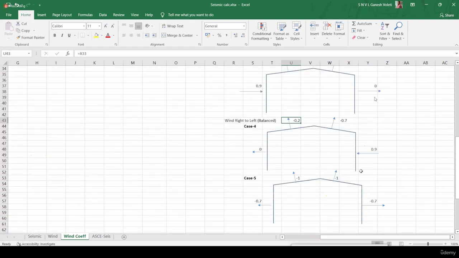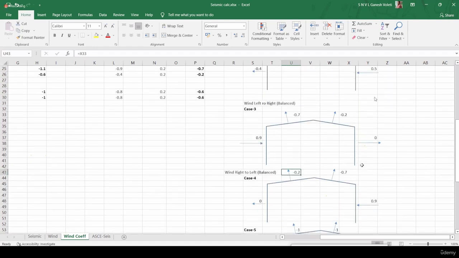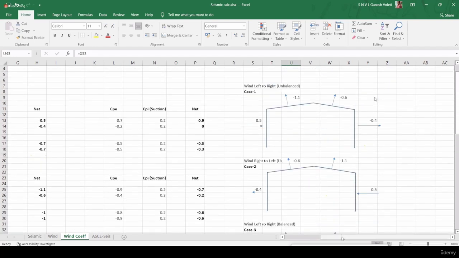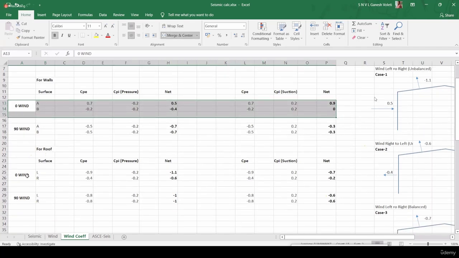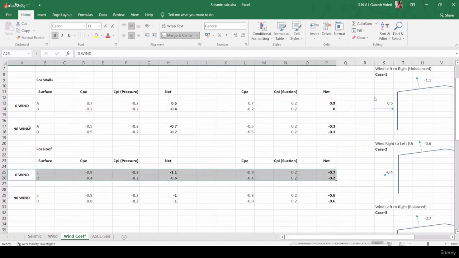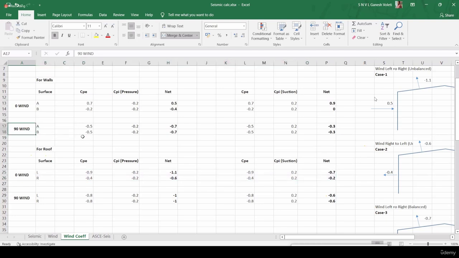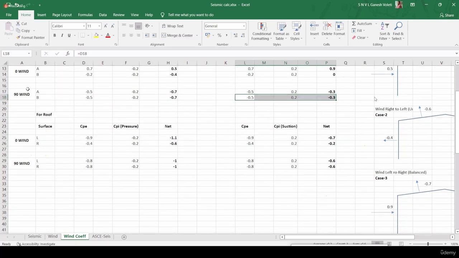So till now we have seen these are all for 0-degree wind only. We have not used 90-degree wind till now. So 90-degree wind we have to use now. One is for the pressure case, one is for the suction case. So for the pressure case, the 90-degree wind net coefficient is minus 0.7, away from the surface.